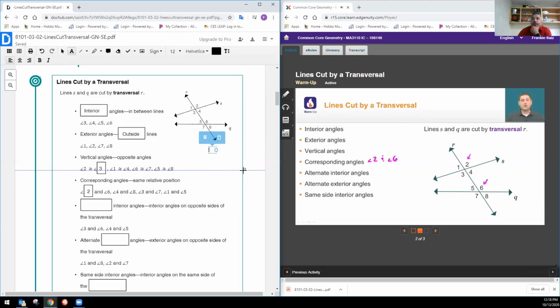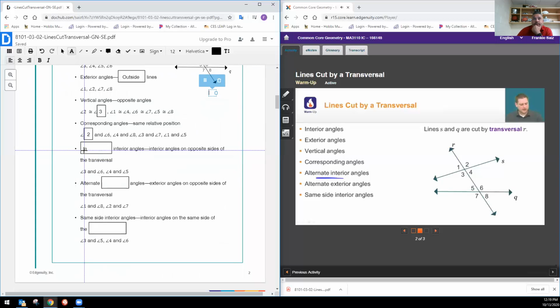Other corresponding angles, well, that would be 4 and 8, 3 and 7, as well as 1 and 5. They're not congruent, though. Alternate interior and alternate exterior.